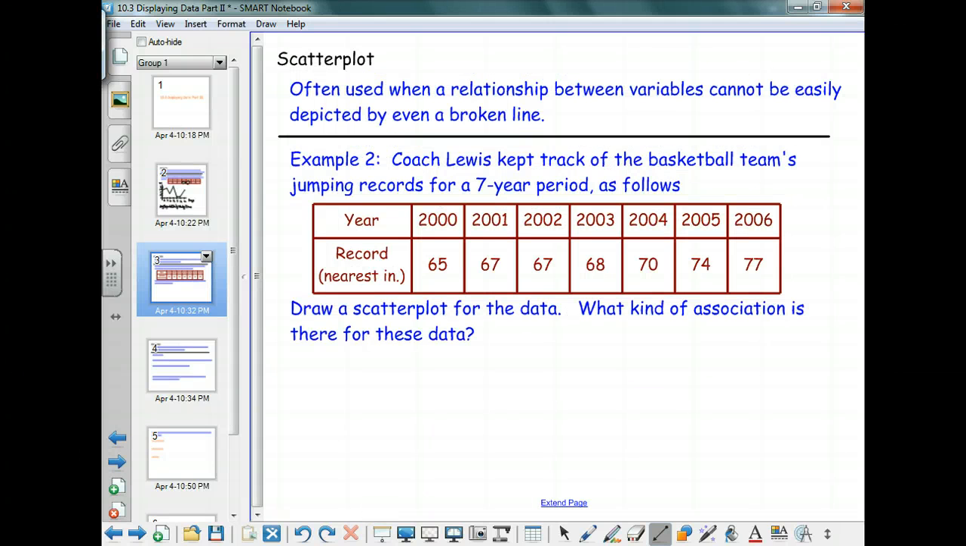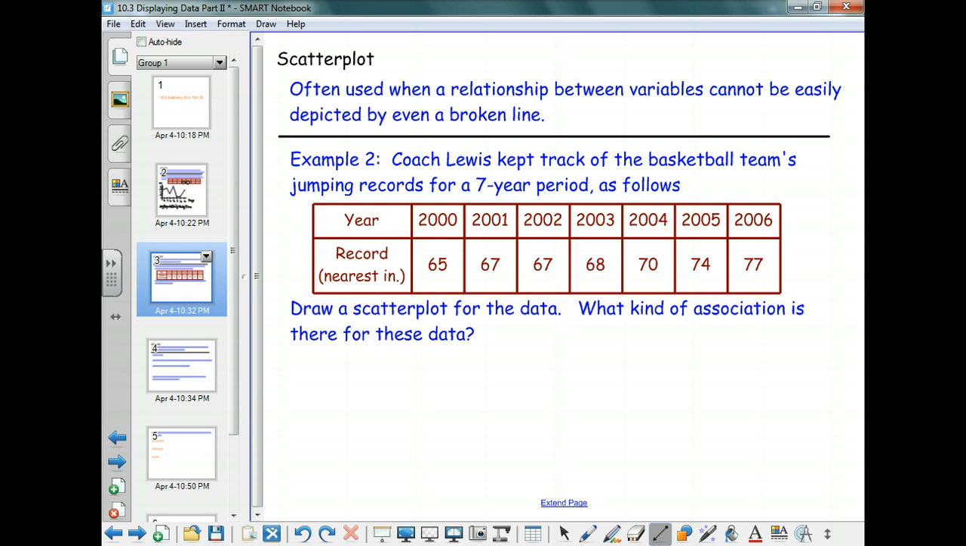Okay, the next one is a scatter plot. We've actually created a scatter plot already. A scatter plot is just the same thing we did on the previous slide, but without the lines on it. You guys have created scatter plots since you learned how to plot points. You just didn't know what they were called.